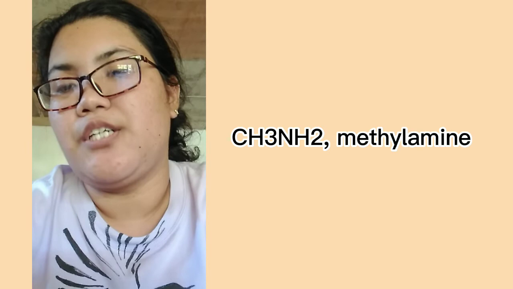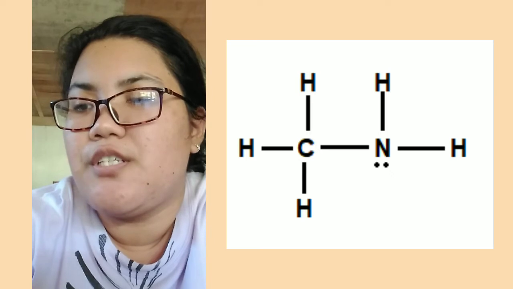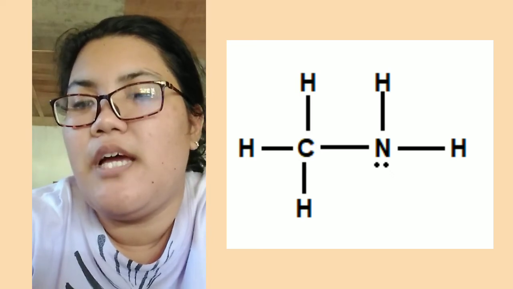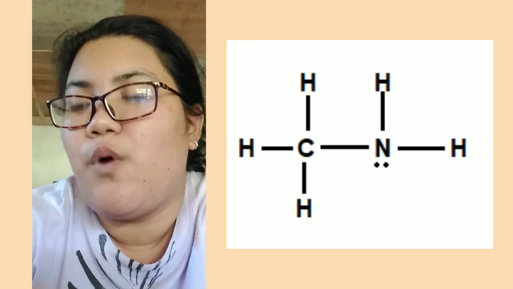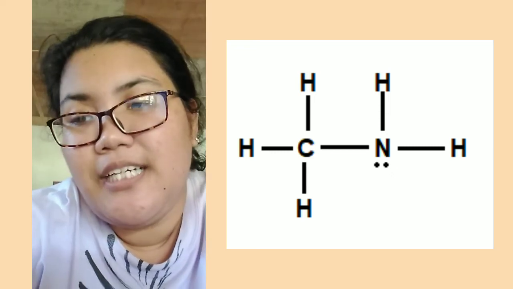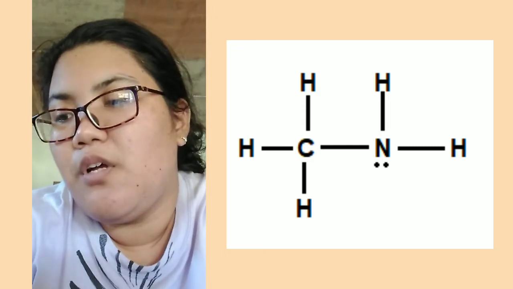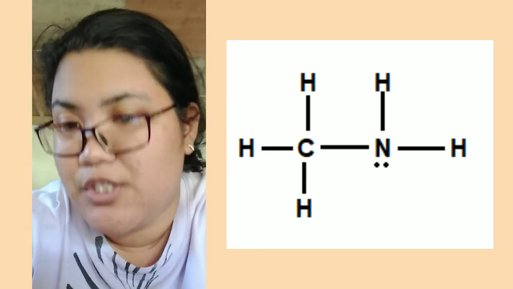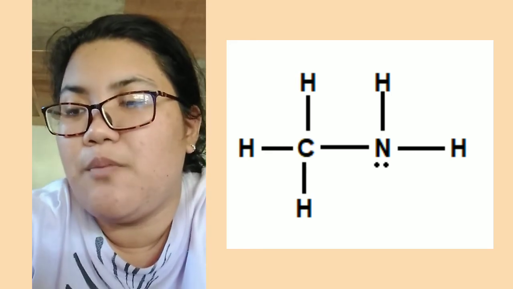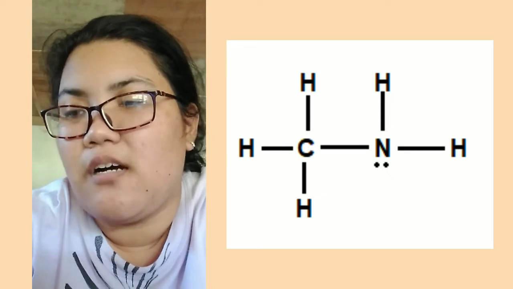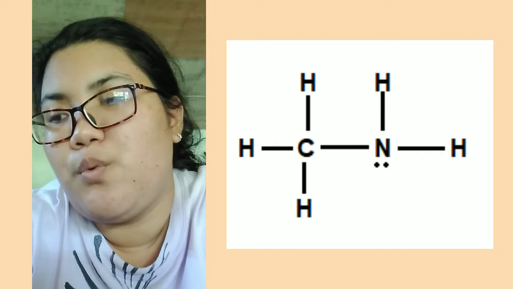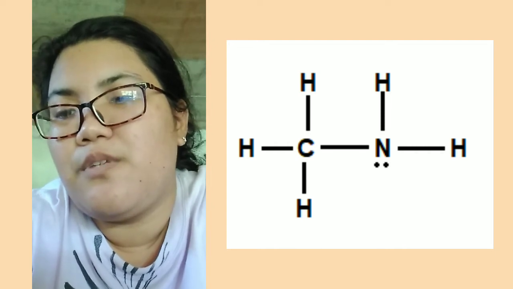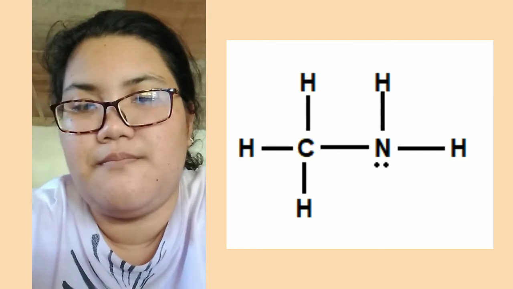And lastly, for letter C, methylamine or CH3NH2. The lone pair of nitrogen and the electron regions on the hydrogen atoms will repel each other, resulting in bond angles of 108.9 degrees near the nitrogen atom. The carbon atom will form a tetrahedral shape, resulting in 109.5 degree bond angles. Single bonds are formed between the nitrogen, carbon, and surrounding hydrogen atoms.